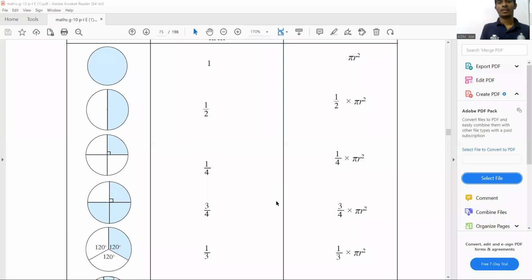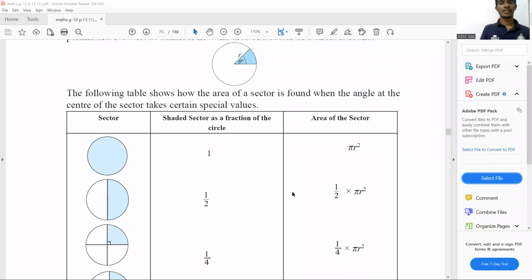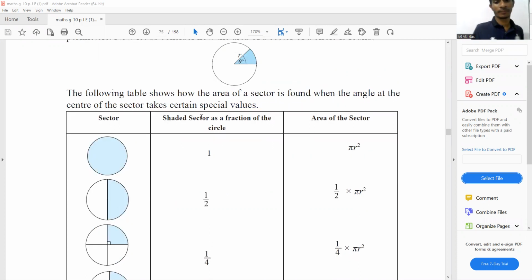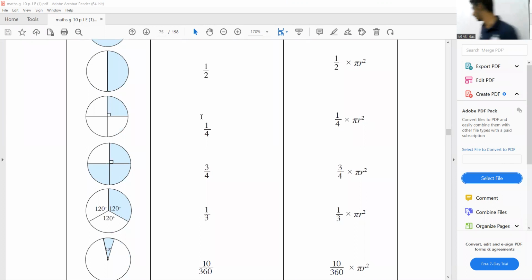Right. So far we have discussed what we have learned in our previous classes. Now coming to the chapter for this grade, 6.1, area of a sector of a circle. This is nothing but what we have studied in perimeter. In perimeter, we used an equation for finding the arc. That's the format of the equation for finding the area of a sector of a circle.